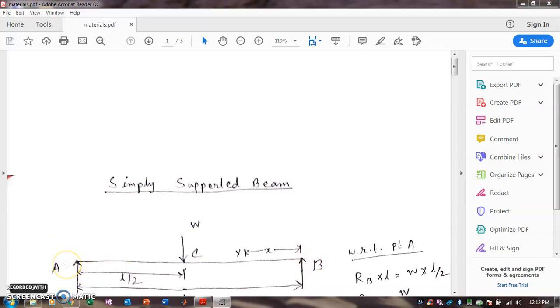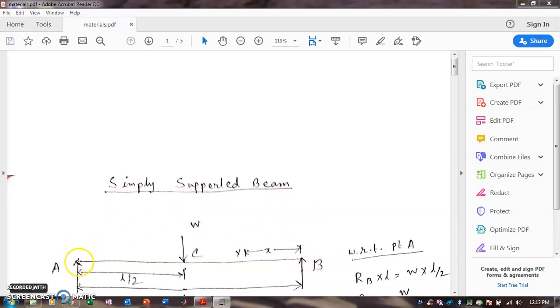They are defined as RA and RB. So at first we need to find out the value of RA and RB. So what is the procedure to find out RA and RB? We need to take moments about any of the end points, either A or B.